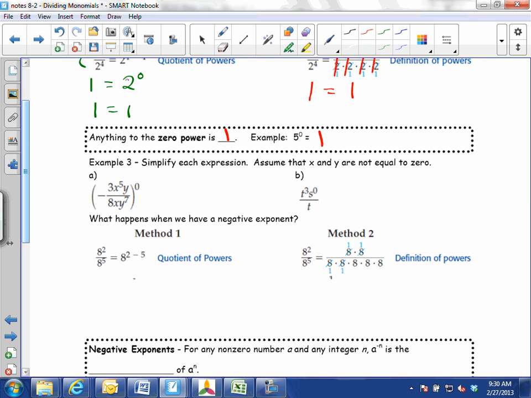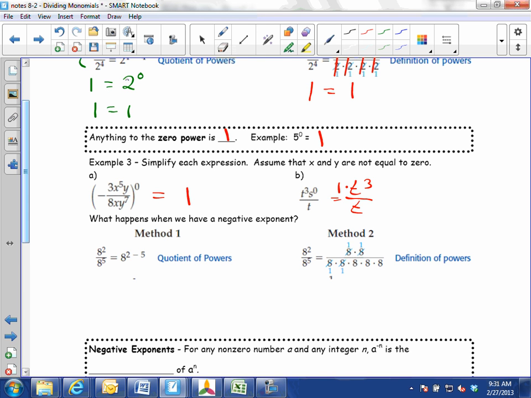Alright, example 3 says simplify each expression and assume that x and y are not equal to 0. This one looks really nasty. What can we do? Whole thing is 1, if everything is to the 0. Okay, how about this one? Is everything equal to 1? No, because we have t to the third over t, and x to the 0 is just 1, so we don't really need to write it in there.